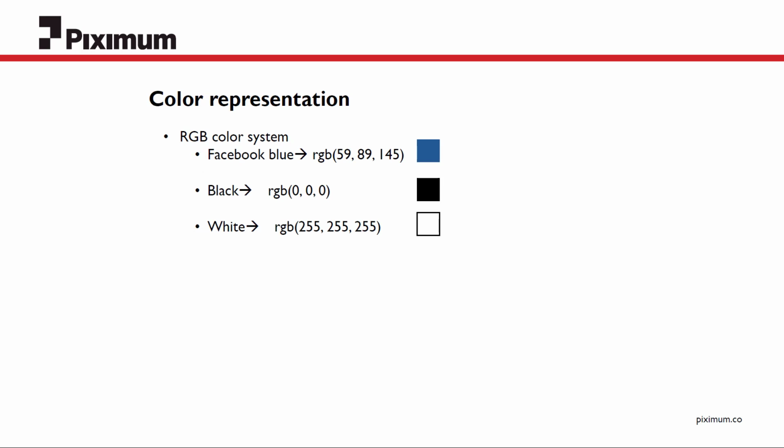On the web, we use RGB, red, green, blue, and hex values to represent colors. The RGB color system defines all colors as a combination of three different values: a particular shade of red, another of green, and another of blue. So, RGB 59, 89, 145 equals Facebook blue. RGB 0, 0, 0 equals black. RGB 255, 255, 255 equals white.